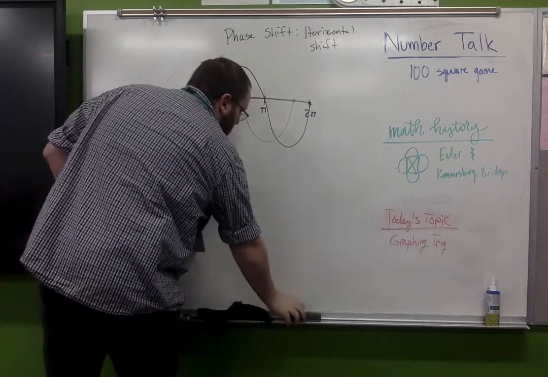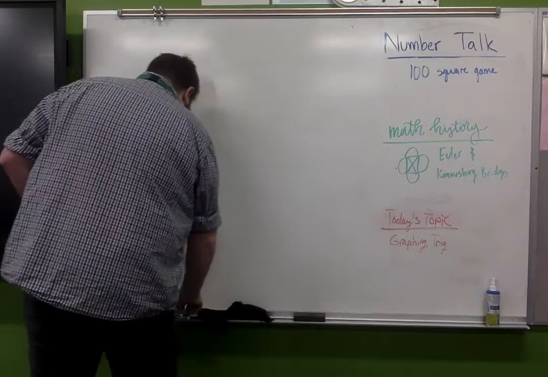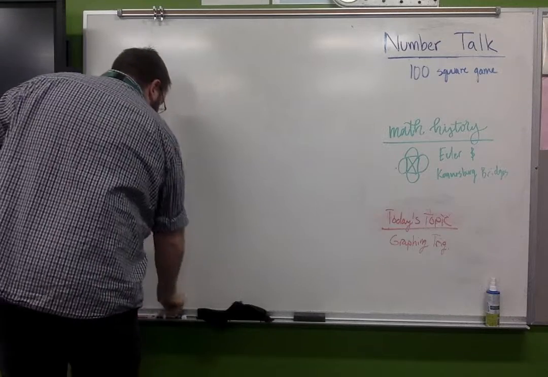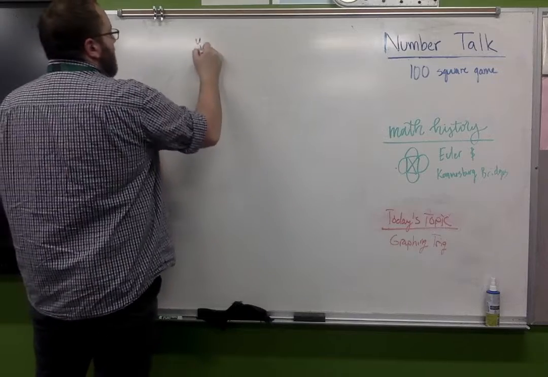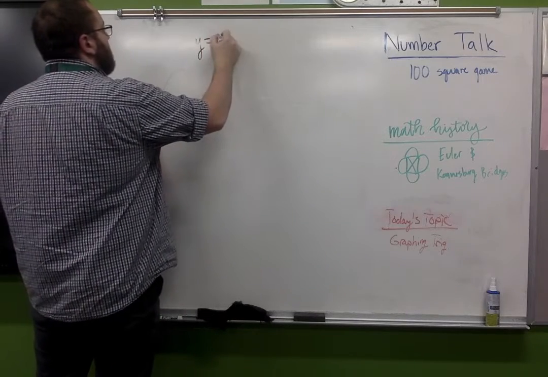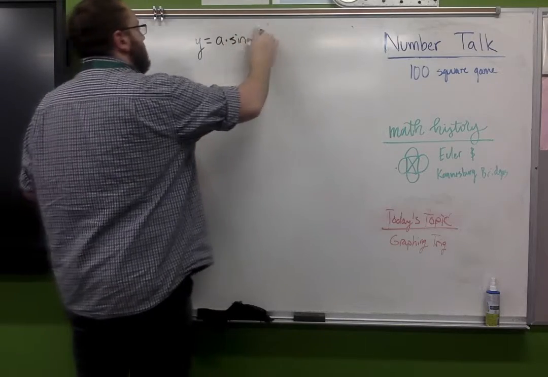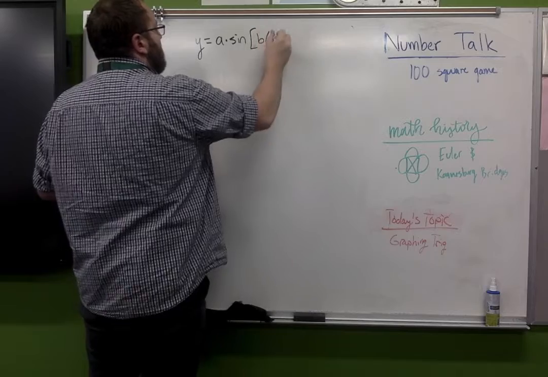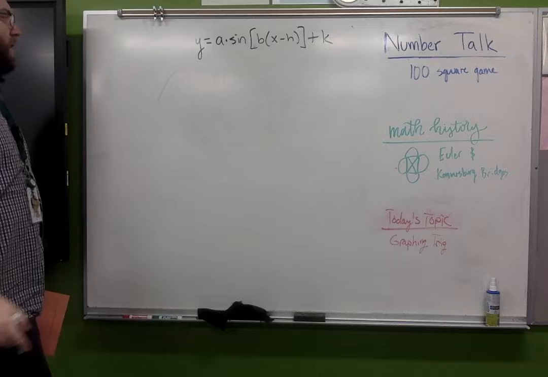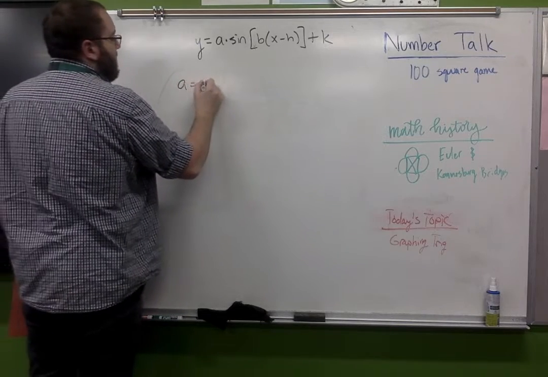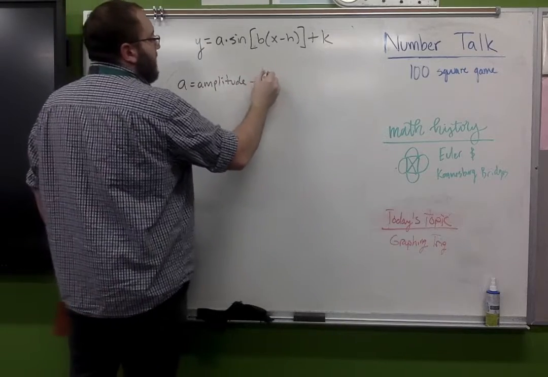Okay, a couple more things here. How to find the amplitude and the period of your function. I'm going to write down our generic function for sine and cosine. So it's y equals, or f of x equals, a times the sine of b times x minus h plus k. All right, so here the a is the amplitude. You find it by taking the absolute value of a.